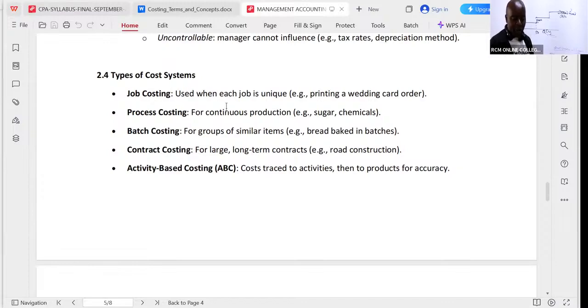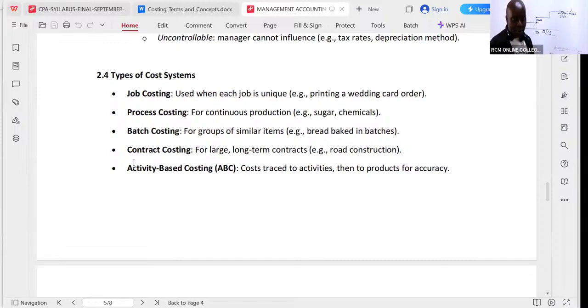Process costing is for continuous production, for example, how we make sugar. Sugar goes through various processes, such as crushing the sugar cane. There are lots of processes here, and the same case with chemicals. Then, if you have a contract, like how we make roads and bridges, you should use what we call contract costing for large, long-term contracts, e.g. road construction.